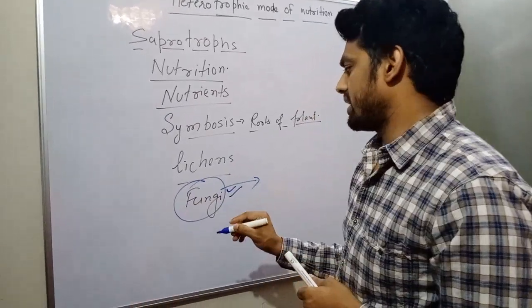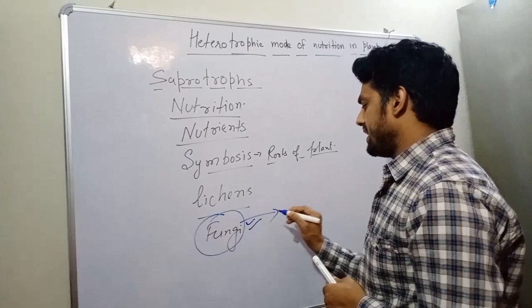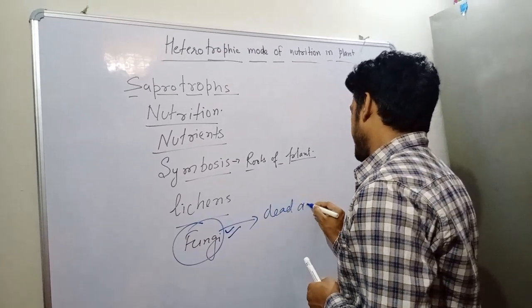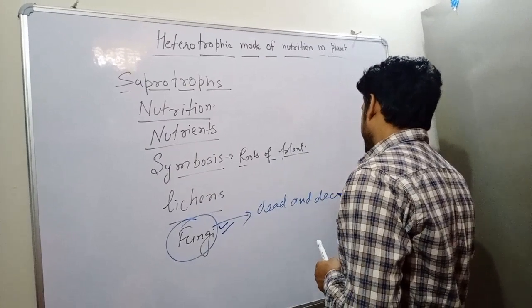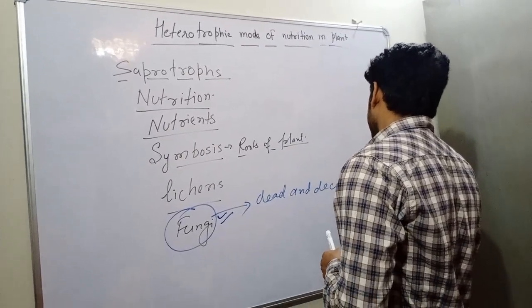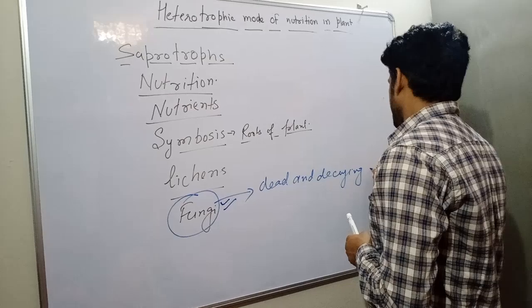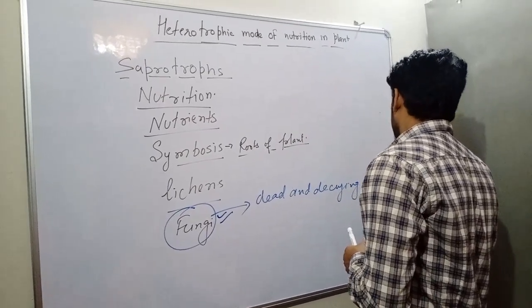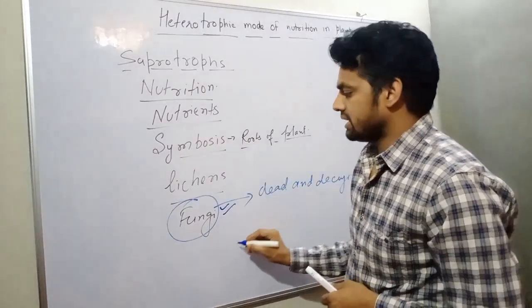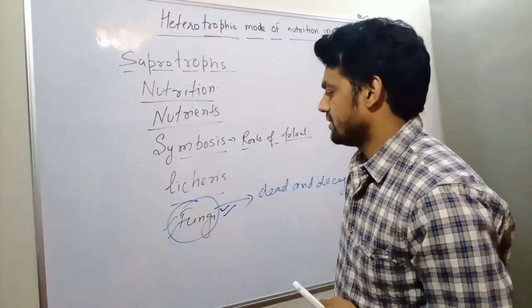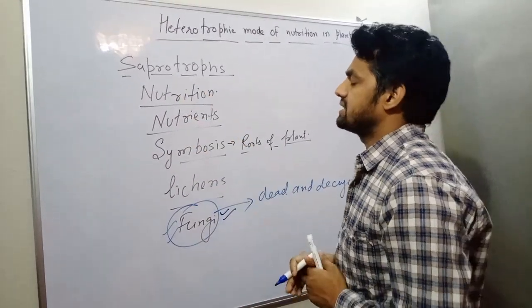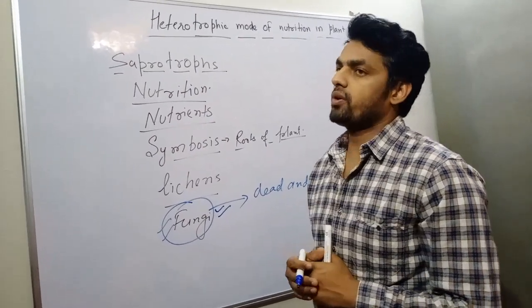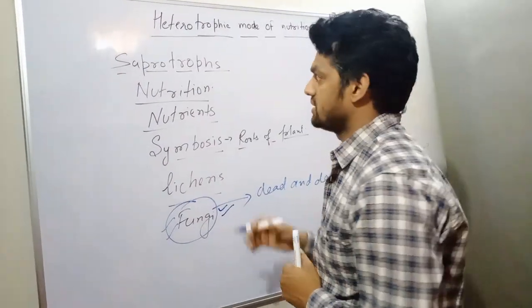Then how does that fungi get its food? They get food from dead and decaying materials, and they grow. They are known as fungi. Now we will try to discuss what saprotrophs and the saprotrophic mode of nutrition are.